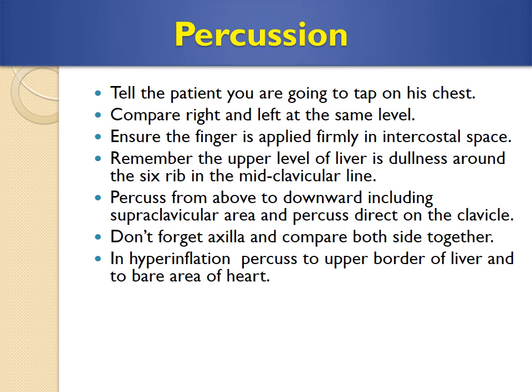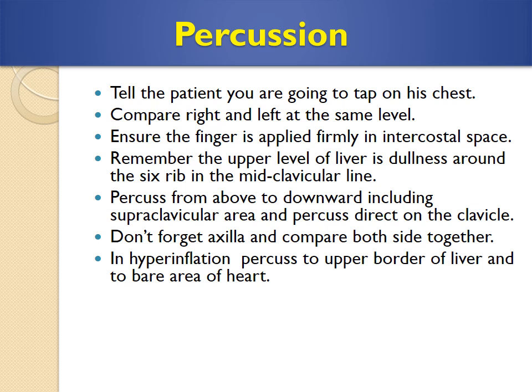Why? If the upper border of the liver is below the 6th rib or 5th intercostal space in the mid-clavicular line, it indicates this patient may have emphysema. And you have to percuss from upward to downward, including the supraclavicular area and direct percussion on the clavicle. Start with the supraclavicular area and compare the right side and left side. Then do direct percussion of the clavicle in the middle part, not the outer part, because in the middle part of the clavicle there is no muscle. In the lateral part of the clavicle there is muscle and it may give you a wrong sensation.